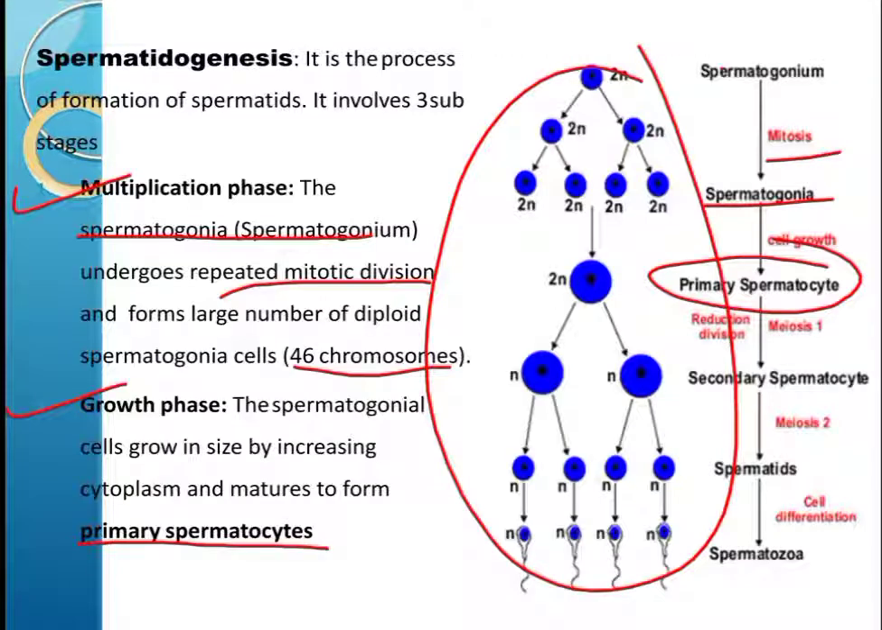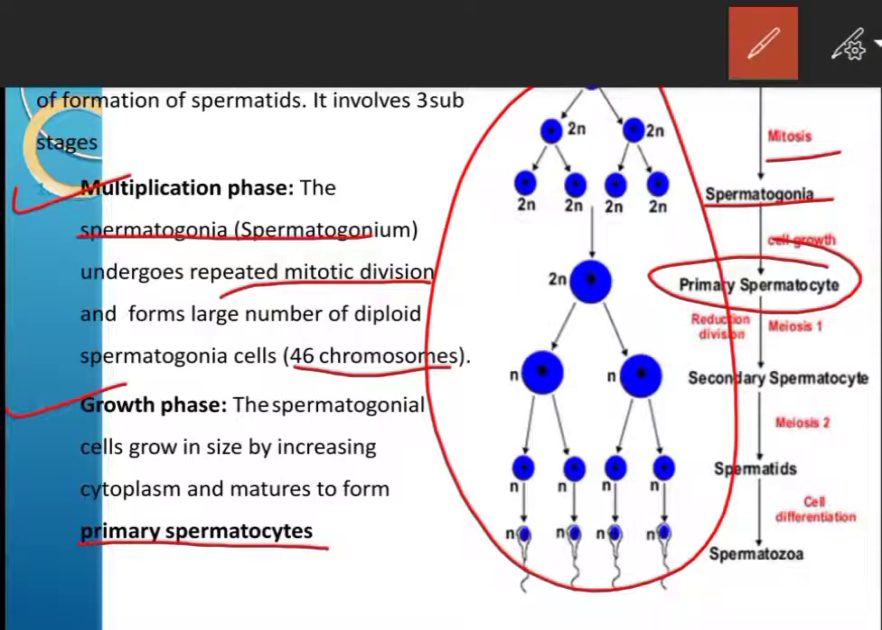So the primary spermatocytes will undergo meiosis 1 and then produce the secondary spermatocyte, which will undergo meiosis 2 and produce spermatids, and then there will be transformation of spermatids into spermatozoa by the process called spermiogenesis.